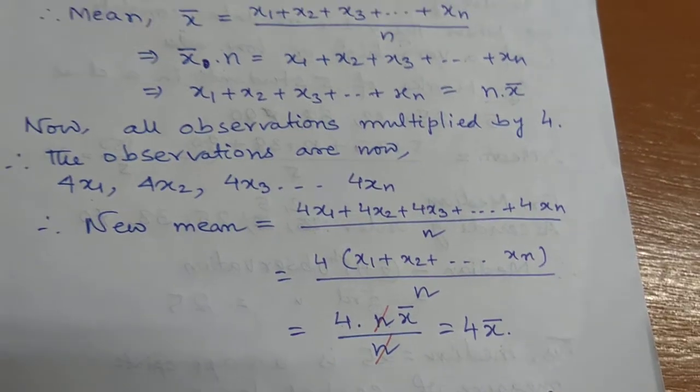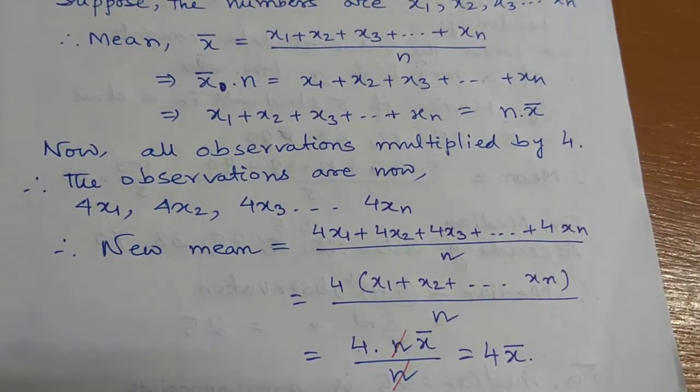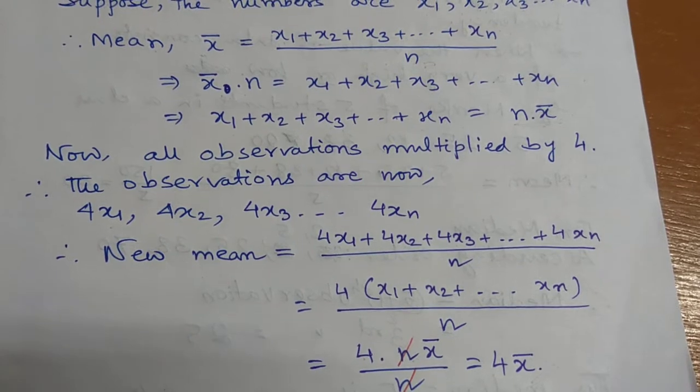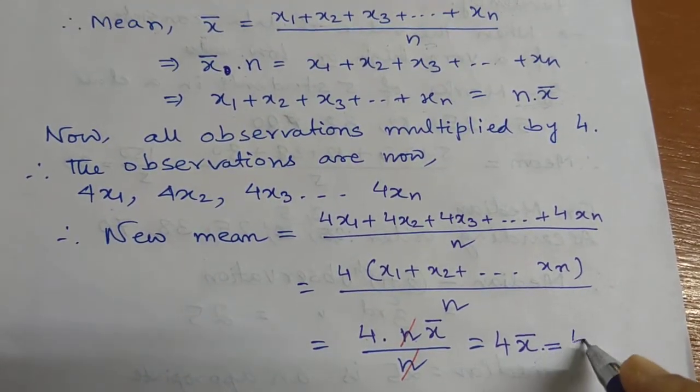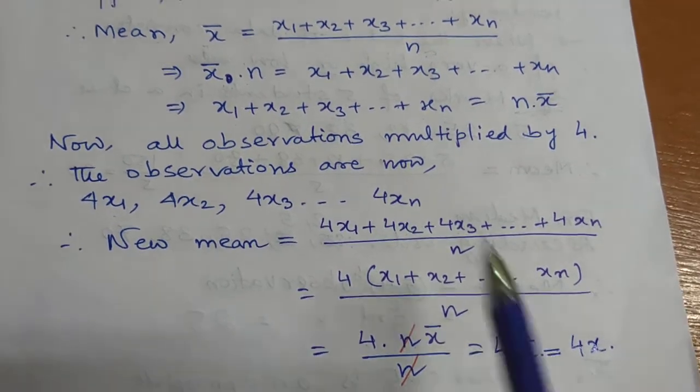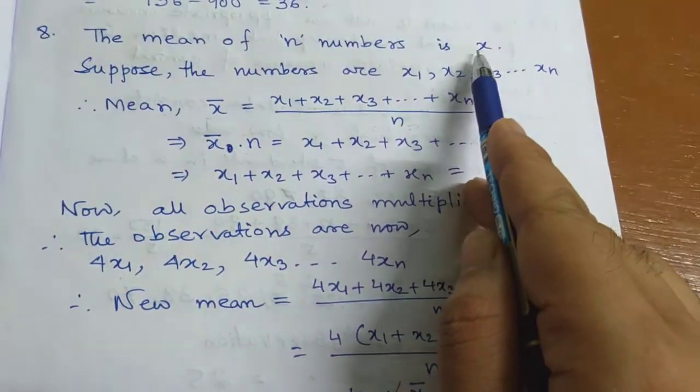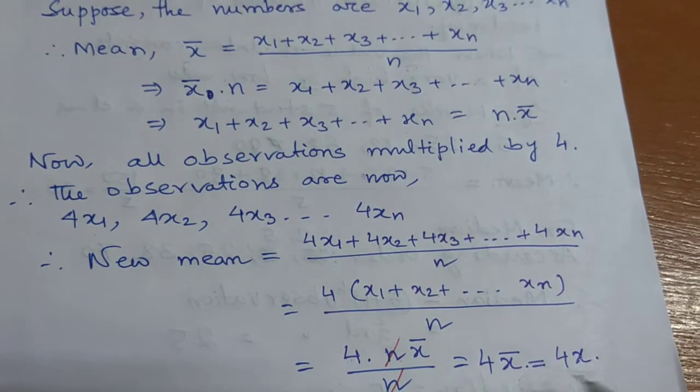So the new mean will be 4x bar or 4x, because here the mean is given as x, so here x bar is x.